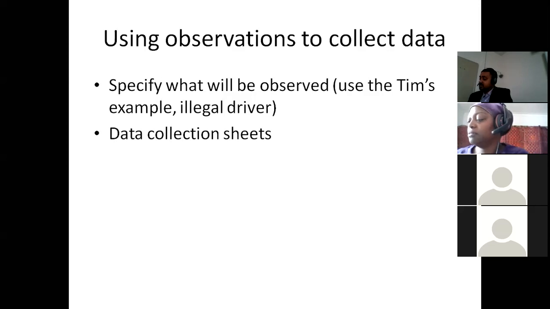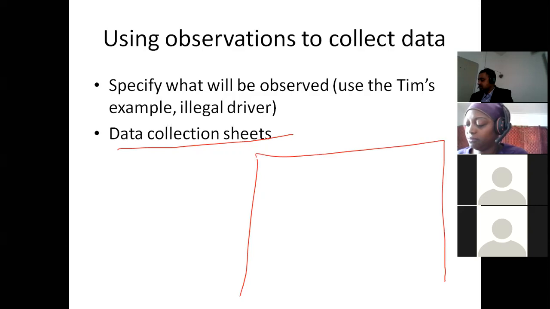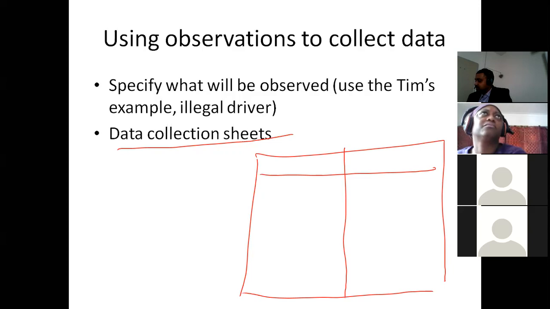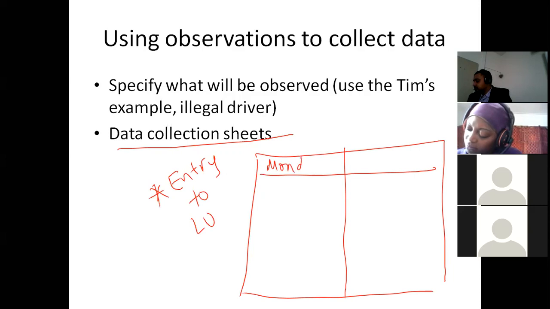So that's why you have data collection sheets, which can be nothing but a sheet of paper that you've drawn a big box. And if you're thinking about traffic light violations, maybe you label on a sheet, this is entry to Laurentian. That's the traffic light you're at. And maybe this is, let's say Monday. This is Tuesday. And let's just pick 3 days that you're collecting data, Wednesday.